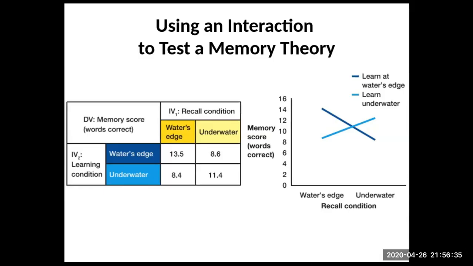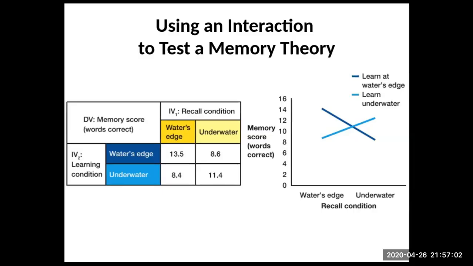So everybody learned a list of words. They either learned the list of words at the edge of the water, but on land, or they learned it underwater while wearing scuba gear. And then half of them recalled it at the water's edge, and the other half recalled underwater. So you have 2 groups that recalled where they learned, and you have the other 2 groups that recalled in a different place than they originally learned.